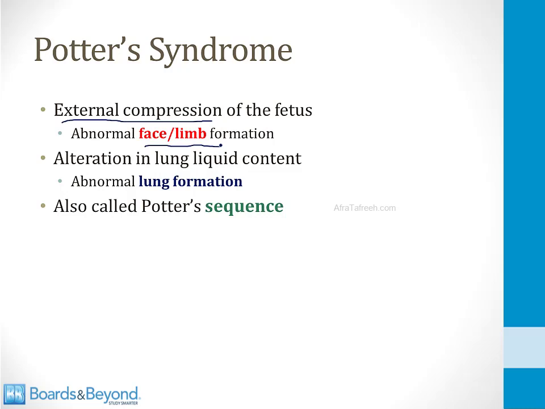Also in Potter syndrome, there's an alteration in the liquid content inside the lungs in the embryo. This leads to abnormal lung formation. And this entire syndrome is sometimes called Potter sequence. The reason it's called a sequence is because it is a sequence of fetal abnormalities that all result from a single problem, which is renal dysfunction in the baby. That renal dysfunction leads to problems with the face, with the limbs, and with the lungs. Therefore, it's sometimes called a sequence. And that concludes our video on errors in morphogenesis.